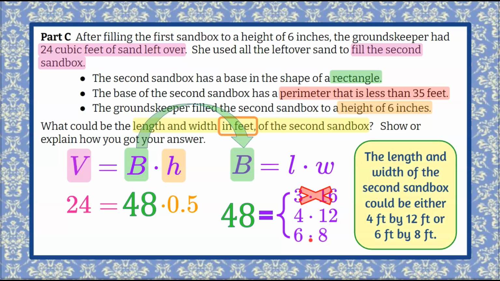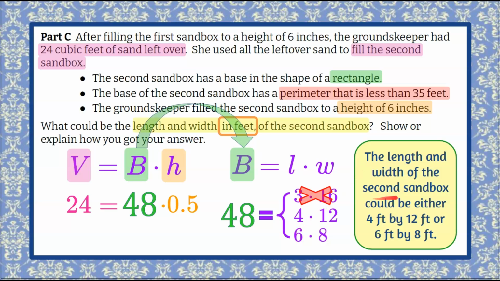Then we can look at 6 and 8. 8 plus 8 is 16, plus another 6 plus 6 is going to be less than 35, right? Because 8 plus 8 is 16. Add 6 gives me 22. Add another 6 gives me 28. So we know that these are our 2 possible answers. You only need to identify one.